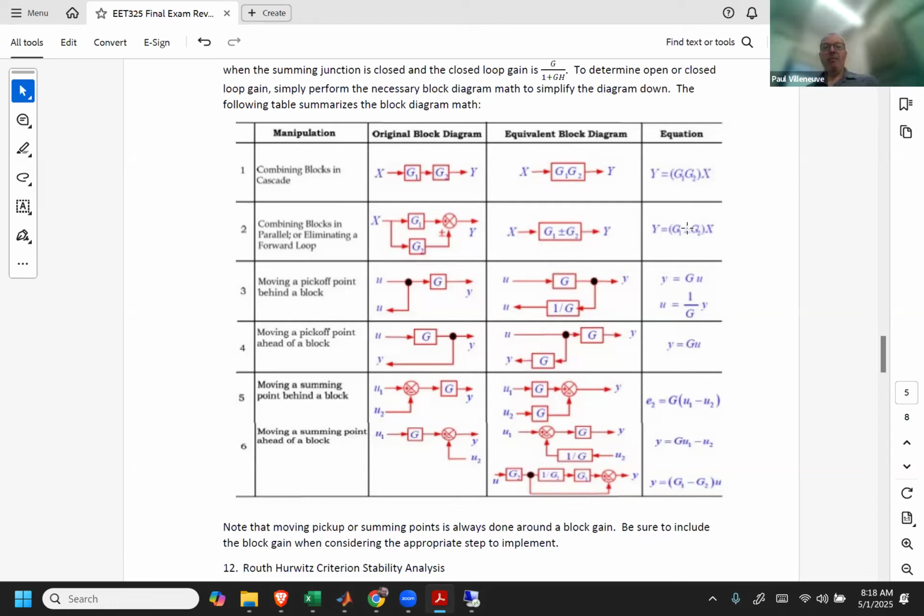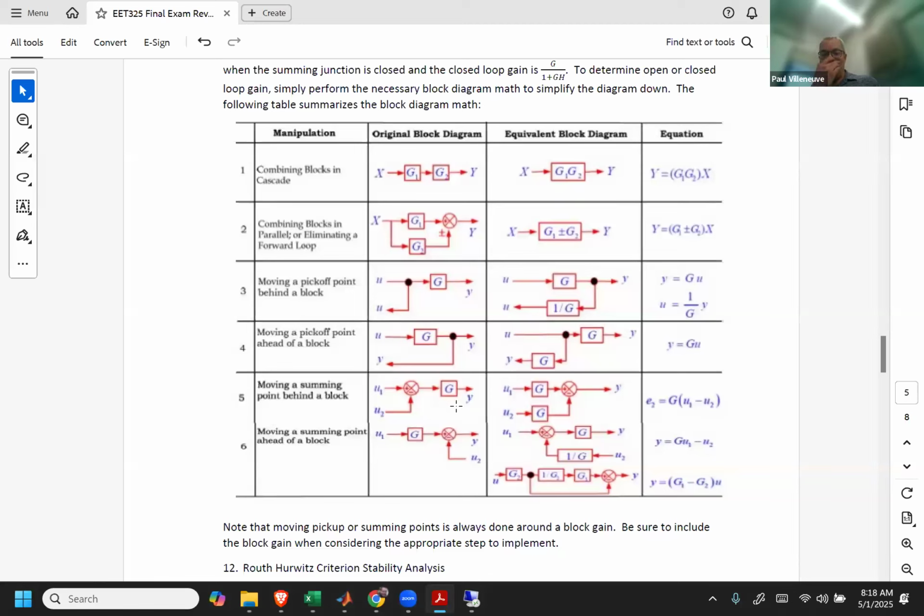So again, you've got to look at a problem and then figure out, all right, I want to put these in cascade. Over here, I want to combine blocks. Over here, I want to move the pickoff point downstream of a gain. So for whatever reason, I need to do that. You can see that I move that over here, so I have to divide by G. Over here, I'm moving it in front, I have to multiply by G.